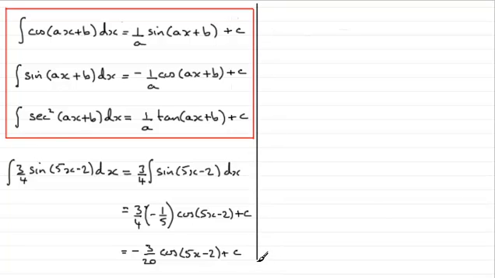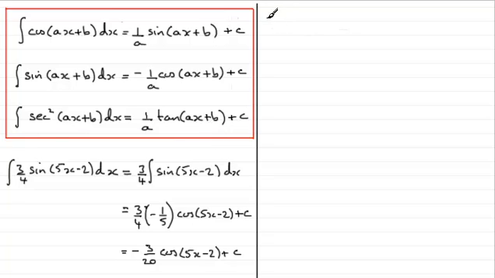Okay, well, that's a fairly straightforward example. Same kind of thing would happen if you've got a cosine here or sec squared. Just make sure you pull out your constant and then use the relevant formula.